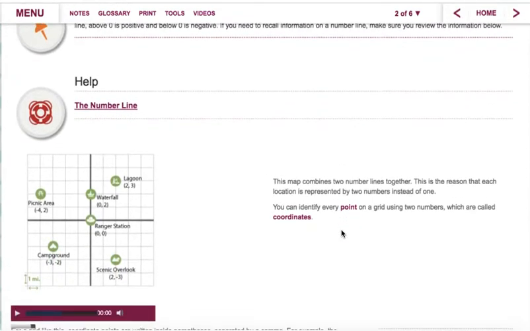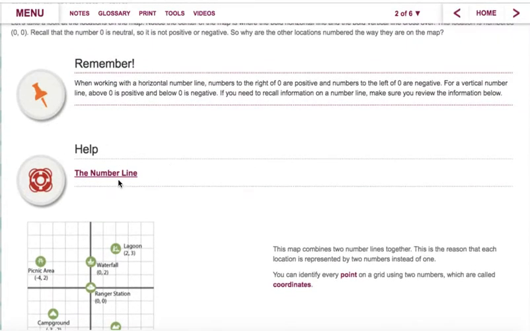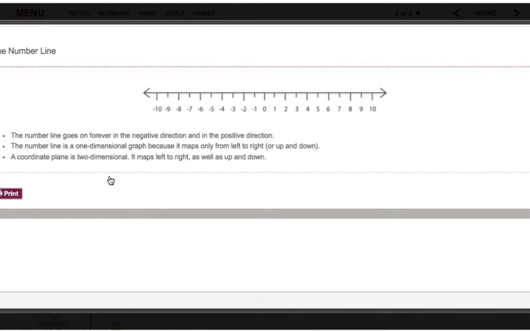So let's look at this map here. The part that they're talking about would be right here where my cursor is pointing, where it says the ranger station. So this would be your horizontal axis. This is your vertical one. So 0 would be right there where both of them meet. So they do have a number line to help here. I haven't forgotten about the remember part, but let's look at this part here.